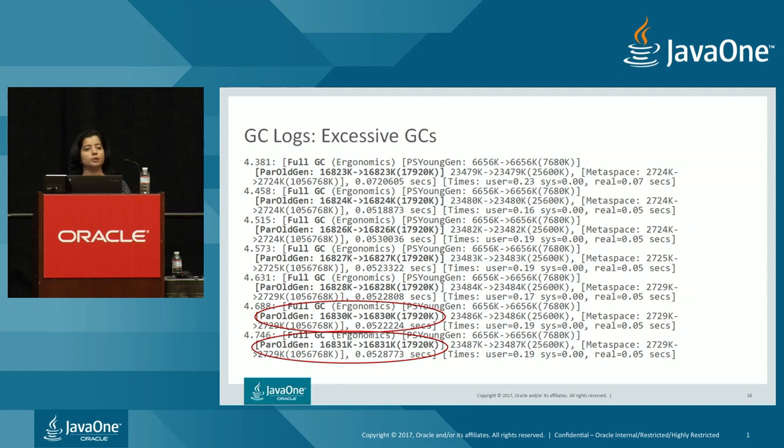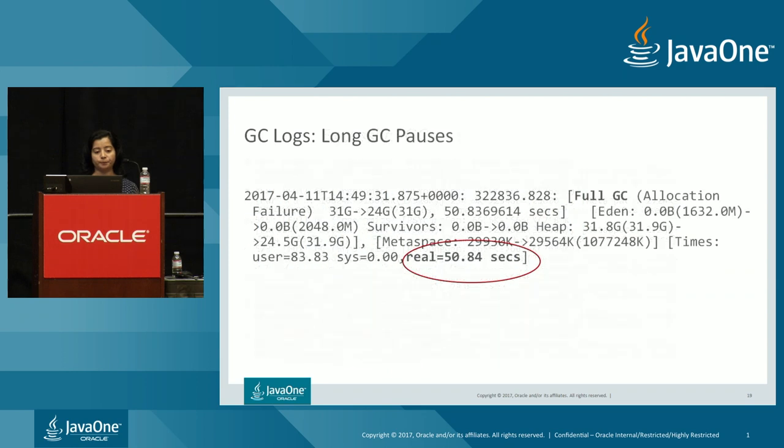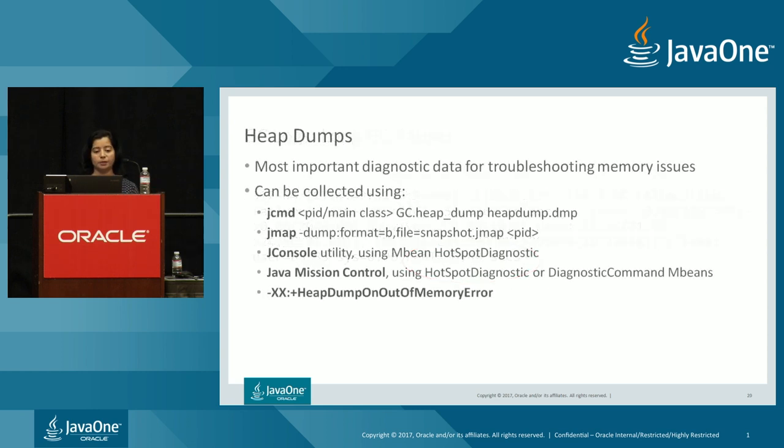GC logs can also show us if there are excessive GCs. In this case, there are back-to-back frequent full GCs, which impact the application performance very badly. GC logs can show us if there are long GC pauses. In this case, there's a full GC which is taking 50 seconds. That's pretty long, so we should investigate and find out why these long GCs are occurring and how we can avoid full GCs in our application.